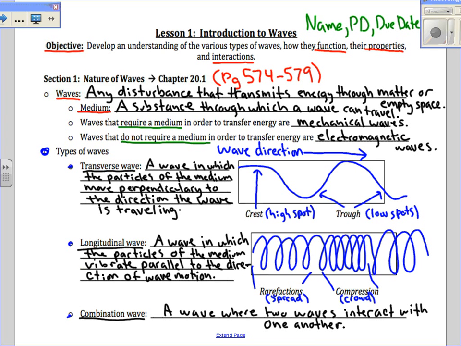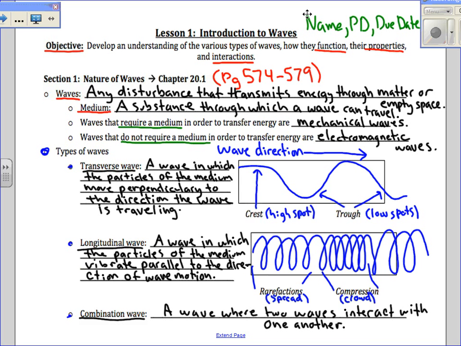Now, ocean waves, for example, have properties of both transverse and longitudinal waves. Also, electromagnetic waves are basically two transverse waves, one moving horizontal to the direction of the wave and one vertical to the direction of the wave. So there are two transverse waves. So these are combination waves.